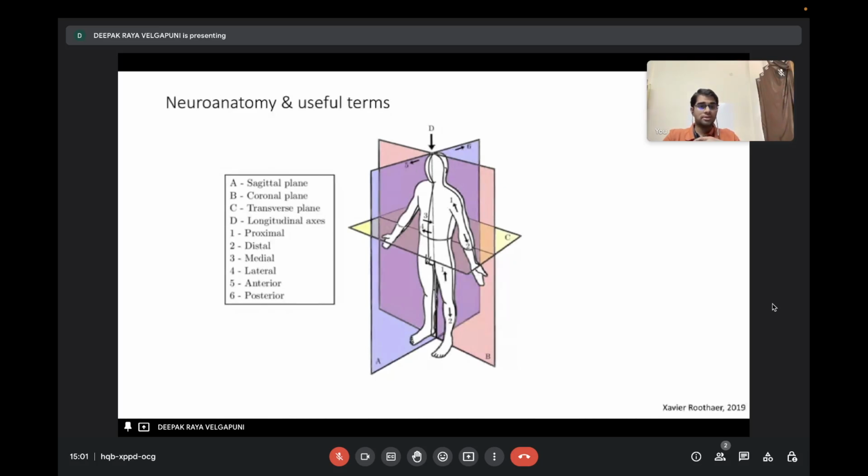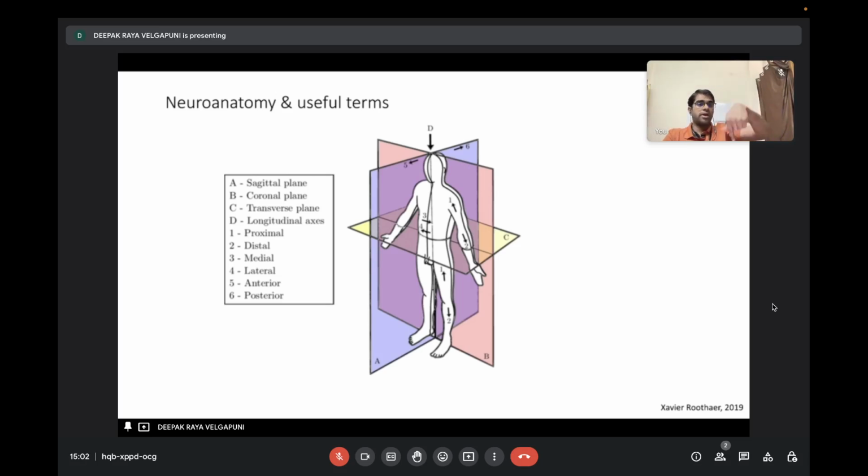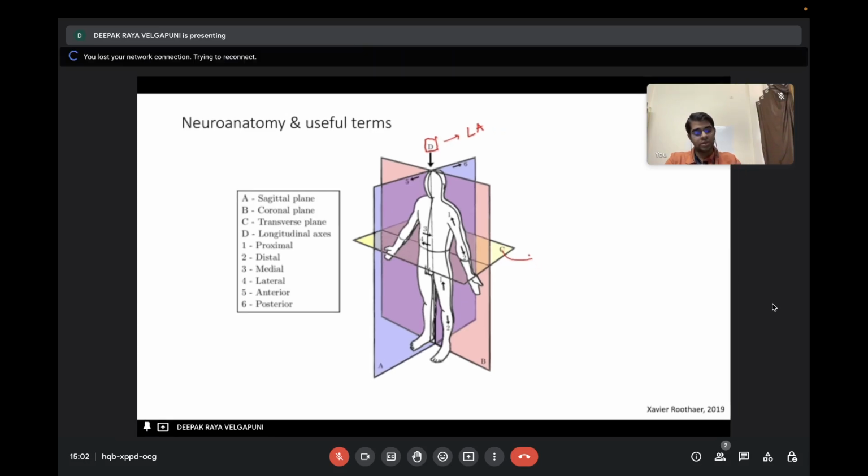Then there is a plane which cuts the body into top and bottom halves, which is called the transverse plane. And there is a plane which cuts the body into front half and back half, which is called the coronal plane. And the axis passing through the center of your body, along the body, is called the longitudinal axis. So this D is called the longitudinal axis. This C is called the transverse plane. The left and right halves plane is called the sagittal plane.